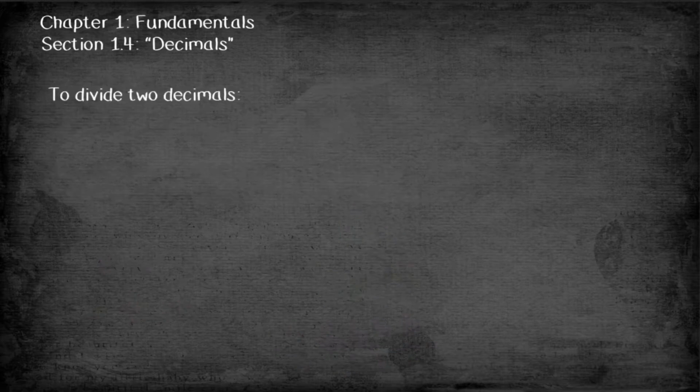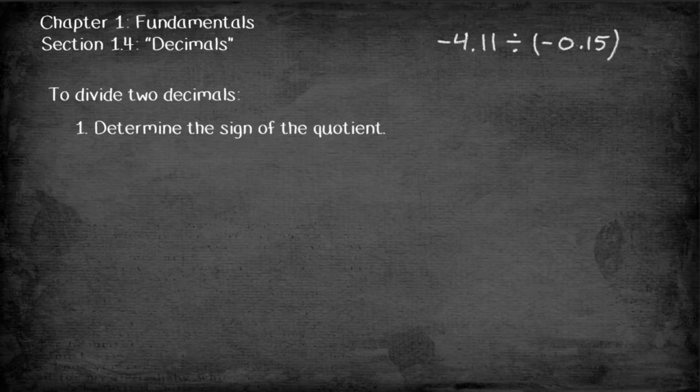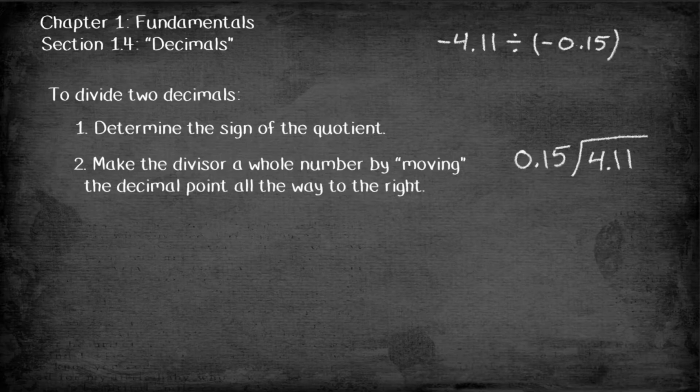And now how about division? To divide two decimals, you need to first determine the sign of the quotient. So here we've got two negative numbers being divided, which since they're the same sign, the quotient is going to be positive. And we're going to set it up like long division. So step 2 would be to make the divisor a whole number by moving the decimal point all the way to the right. So the decimal point is right next to the 1, which means I have to move it 2 places.